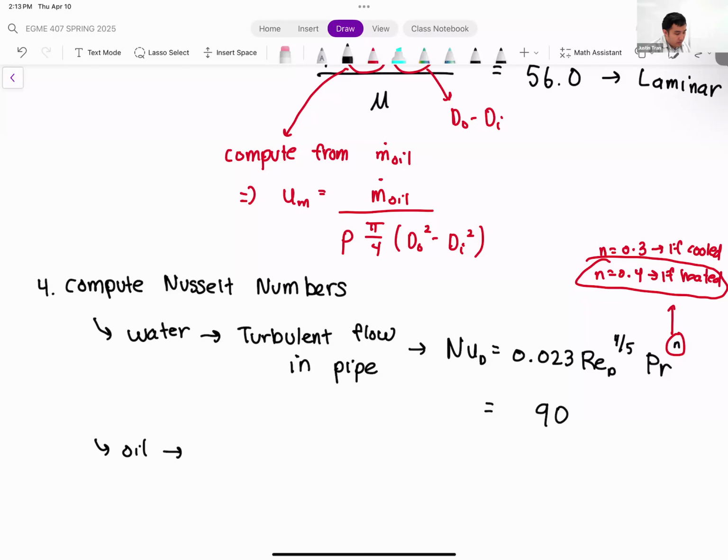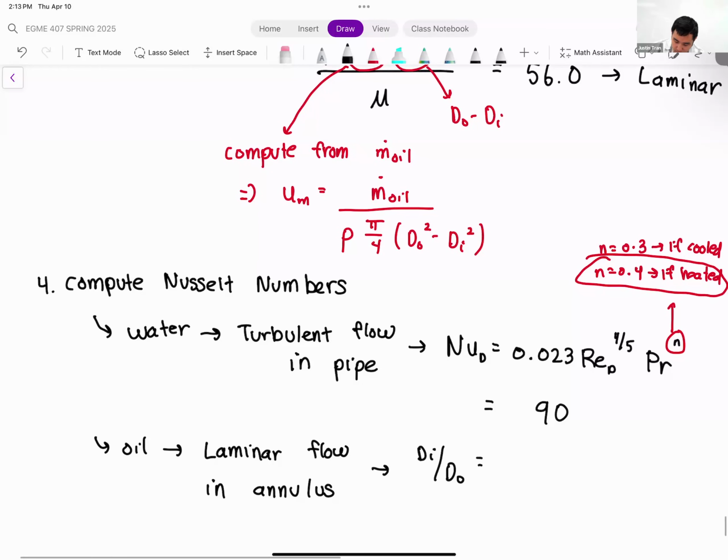Okay. Then we have the oil. Right? So the oil, the type of flow that we have here is laminar flow. We have laminar flow in an annulus. So for laminar flow in an annulus, this depends on the ratio of D_i over D_o, right? Remember, this is the table that we went over at the beginning of class today. So our ratio of D_i over D_o, which is 25 over 45, is about 0.56.